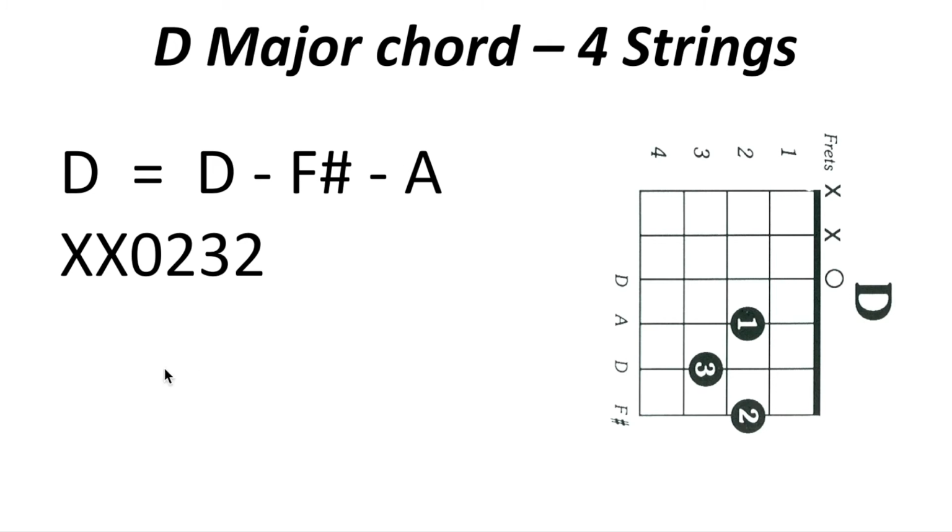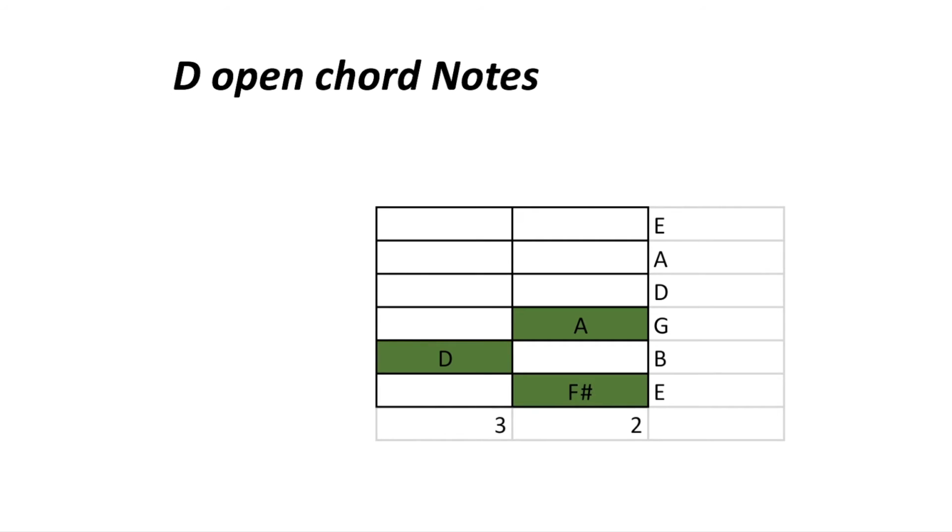But yeah, X X 0 2 3 2, this is how you name the D chord, which means you don't play the 6th and 5th strings, and starting from the 4th string, 4th is open, then 2, the 2nd fret, then 3, the 3rd fret, and then 2, the 2nd fret. So the A major chord was only in the 2nd fret, the E major chord was in the 1st and 2nd frets, whereas D is in the 2nd and 3rd frets. Because we have already seen the guitar fretboard, we pretty much understand the notes and how they are formed.